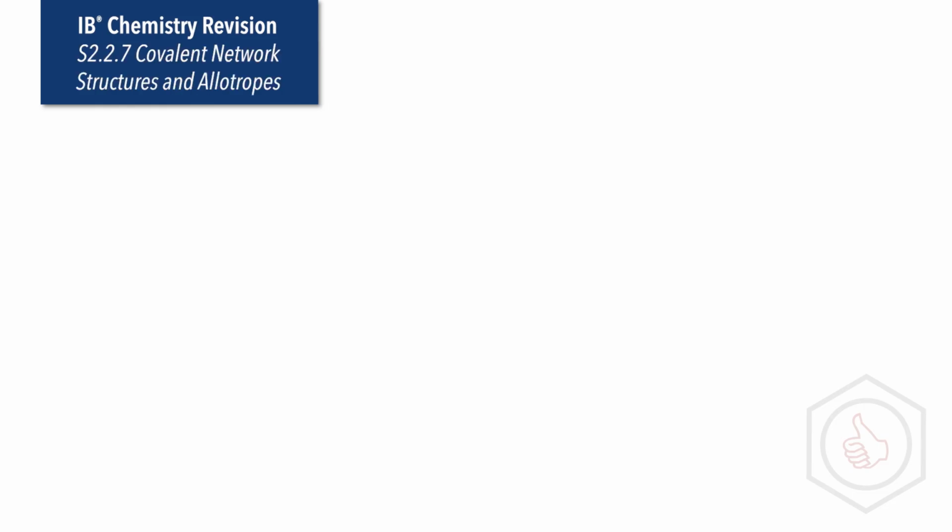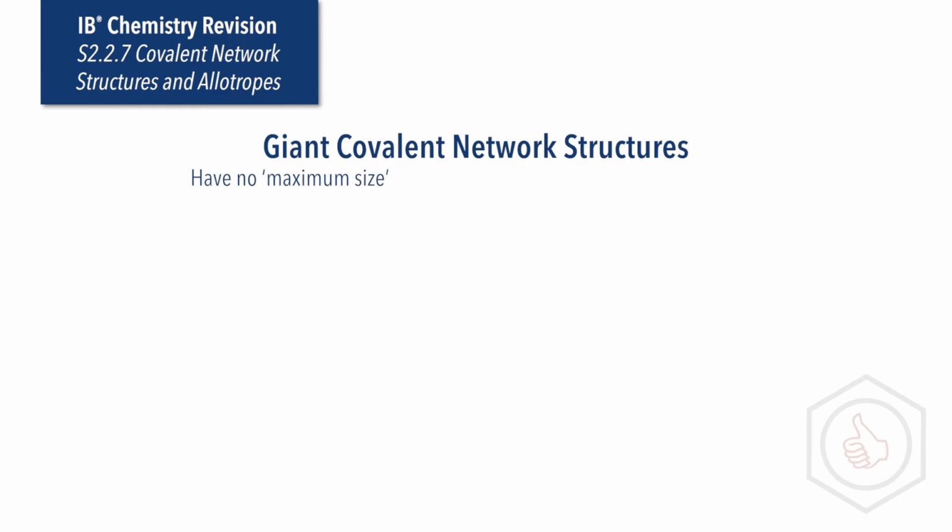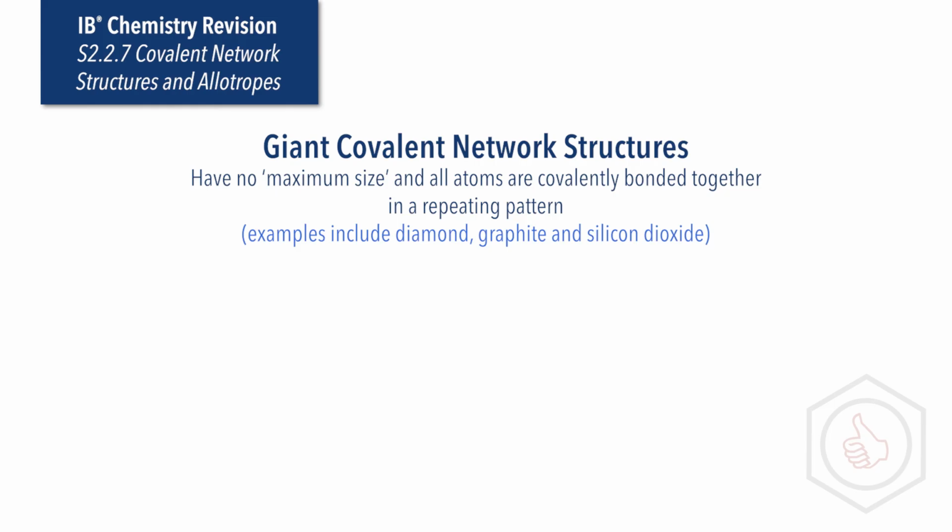Some nonmetal elements and compounds form giant covalent network structures. These have no maximum size and all atoms are covalently bonded in a repeating pattern. Common examples include diamond, graphite, and silicon dioxide.